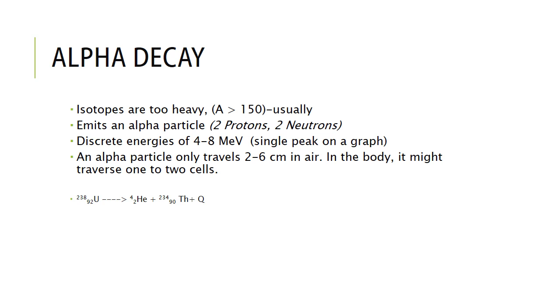The radionuclide, after emitting an alpha particle, has the atomic number Z reduced by 2, and the neutron number N is also reduced by 2. So that means that the mass number, and remember the mass number is the number of protons and neutrons, is going to be reduced by a total of 4.